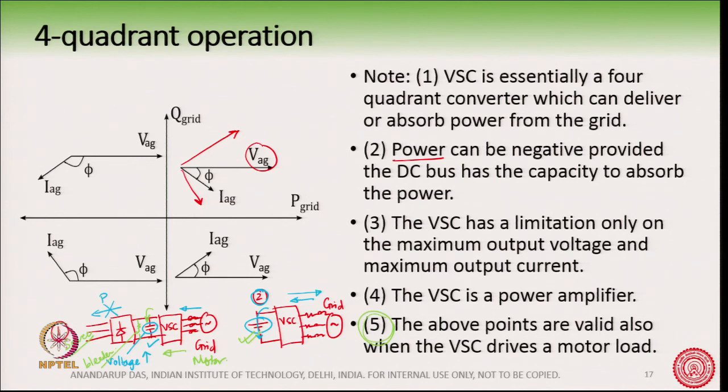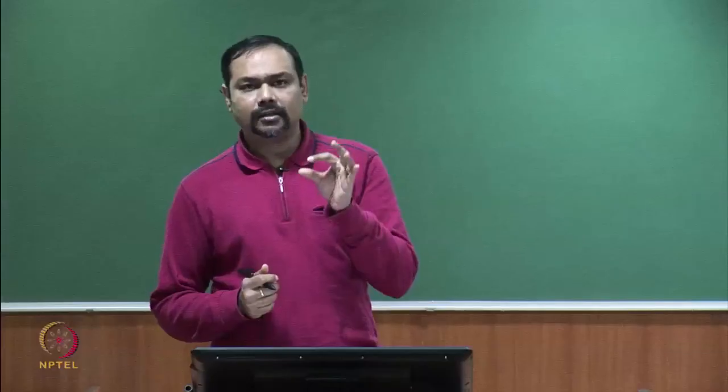But you understand that power can be negative from the VSC provided that the DC bus has the capacity to absorb the power. This capacity is present in the battery. Battery can absorb the active power, but our capacitor does not have. Capacitor also has it, but for a transient duration, not for a long duration.